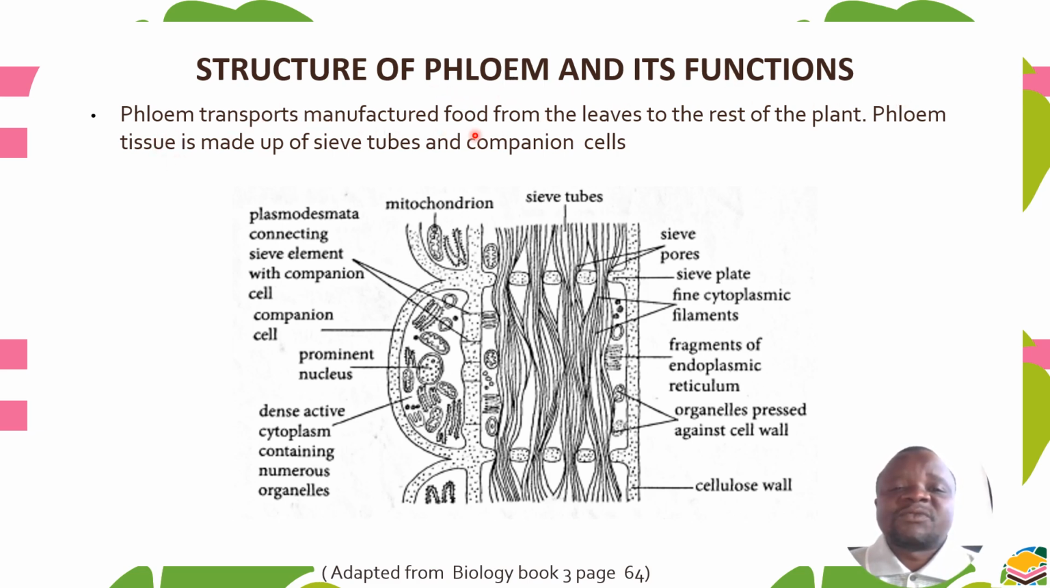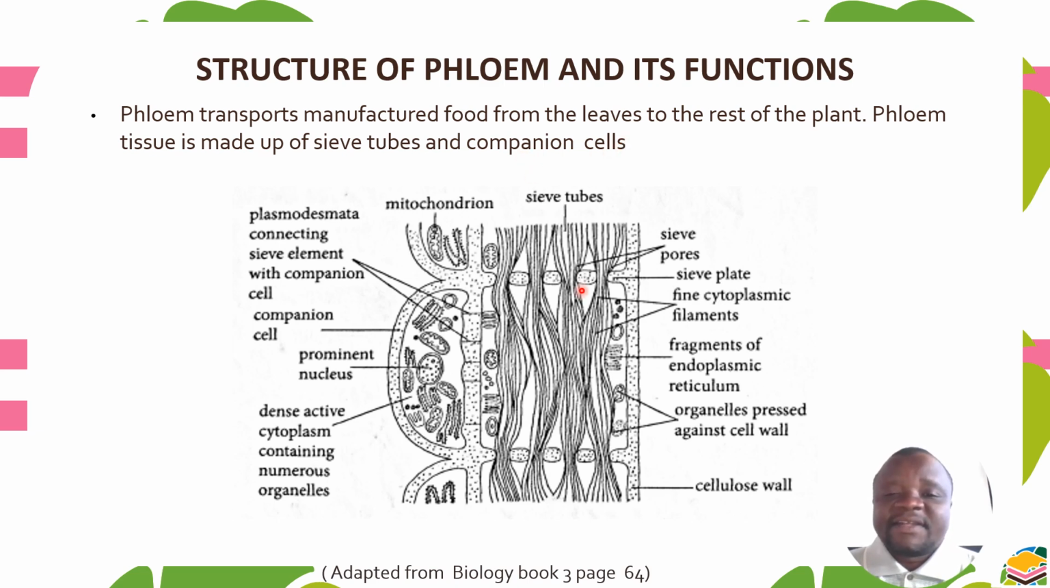Phloem transports the manufactured food from the leaves to the rest of the plant. So basically, the phloem is there to transport food which is made in the leaves into different parts of the plant, where the glucose is used as a raw material for respiration. So phloem tissue is made up of sieve tubes and companion cells.